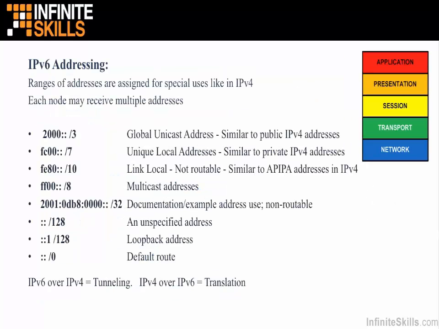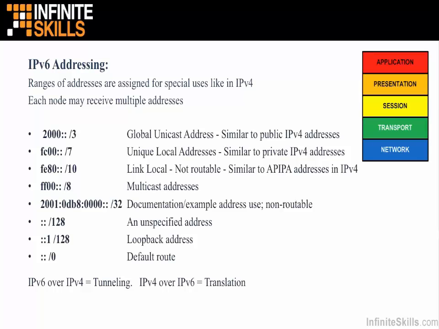Now, these addresses are broken up into different ranges, similar to the way IPv4 is broken up into certain ranges. And we have public IP addressing called global unicast addresses that start with a prefix of 2000. We have unique local addresses. This is equivalent to IPv4 private addressing, and they start with FC00.